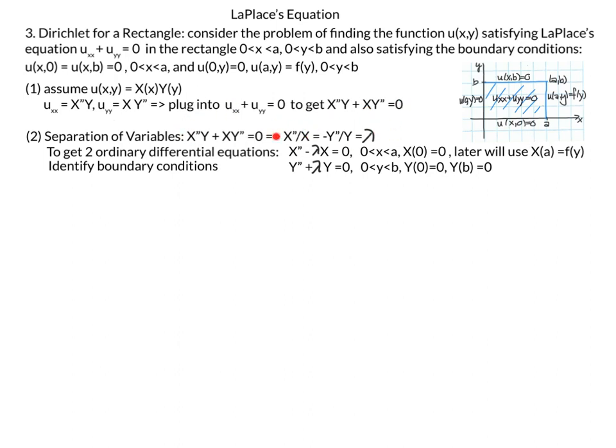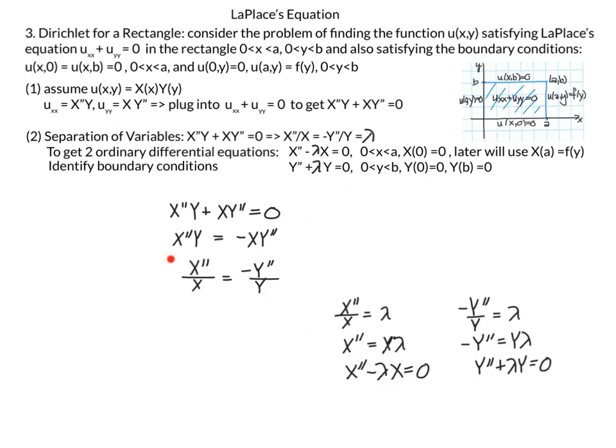the variables. So all the variables with x are on the left-hand side, and all the variables with y are on the right-hand side. And here are the algebraic details, and what we end up with is X''/X equals negative Y''/Y, and we'll set that equal to lambda.